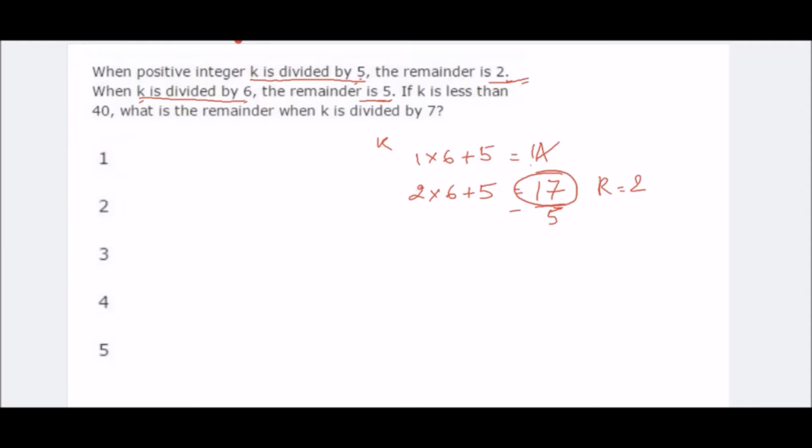So let's consider the k value is 17. Now check what is the remainder when k is divided by 7. When 17 is divided by 7, 2 times is 14 and the remainder will be 3. So our answer choice is the third option, 3.